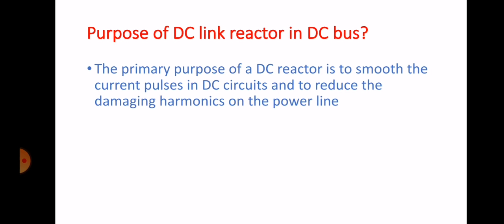Purpose of DC link reactor in DC bus bar. Why do we install the DC link reactors in the DC bus? The primary purpose of a DC reactor is to smooth the current pulses in DC circuits and to reduce the harmonics on the power line. This DC reactor is used for smoothing of DC and damping of harmonics.